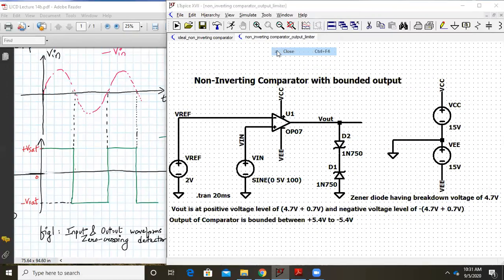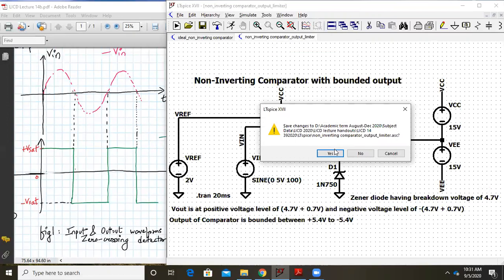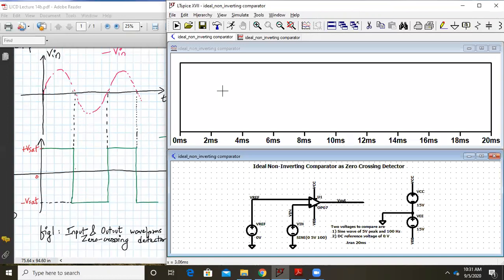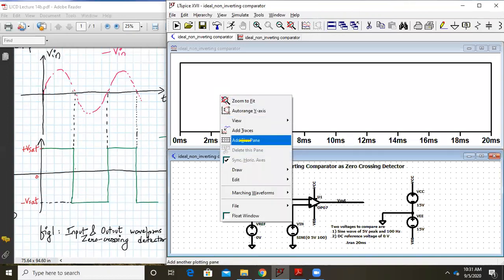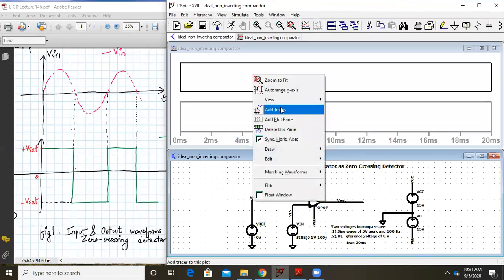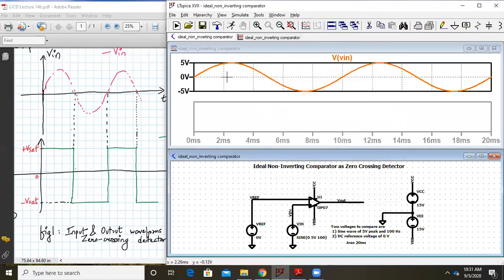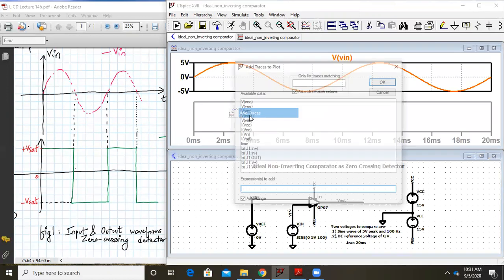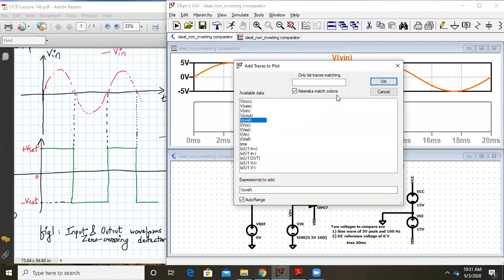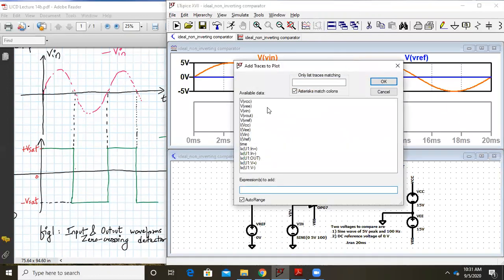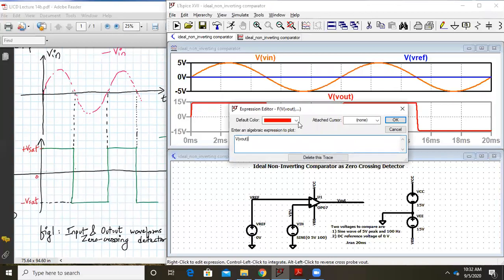First, let me close this. Yes, let me simulate this. Run. I'll go to run. I'll keep two plain plots, one for V in and one for V reference. So I will plot V in, which will be a sine wave of 5 volts peak. Then next I will plot V reference, which is 0. Okay, so this is my input and that's my output, V out. Let me change this color to green.